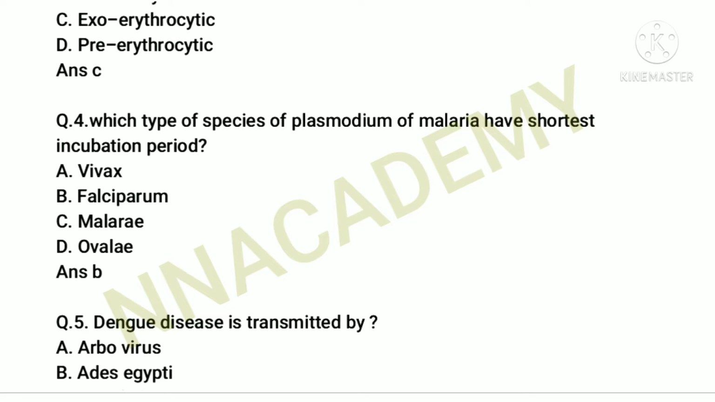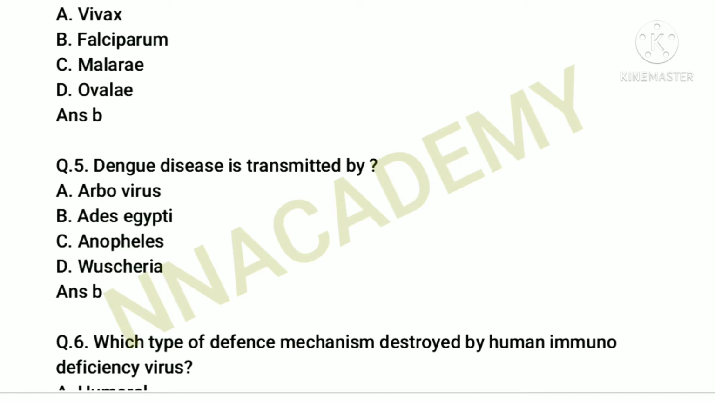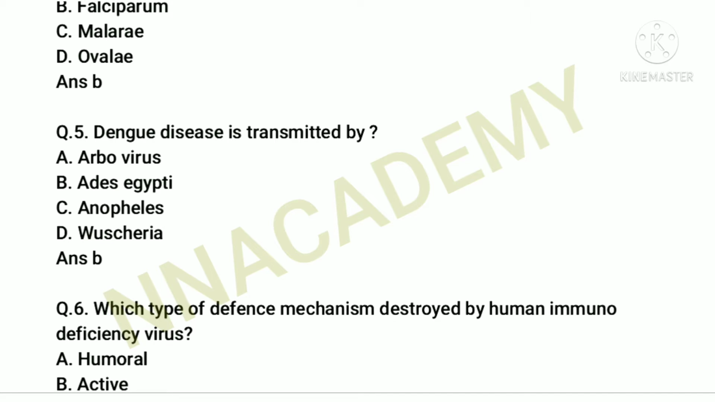And the next question is, which species of plasmodium of malaria has the shortest incubation period? Options given are vivax, falciparum, option C malariae, and option D ovale. Let's read the question once again. Which species of plasmodium has the shortest incubation period? So the answer is falciparum. Falciparum has the shortest incubation period.